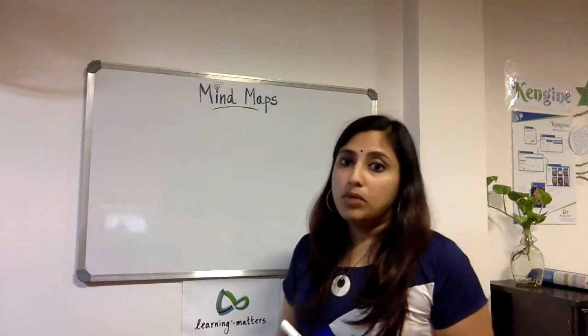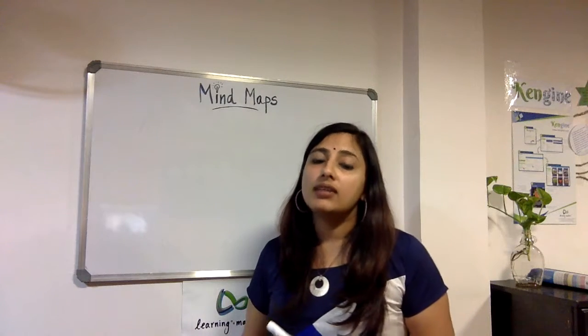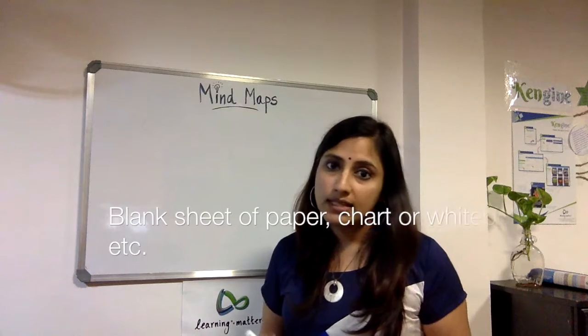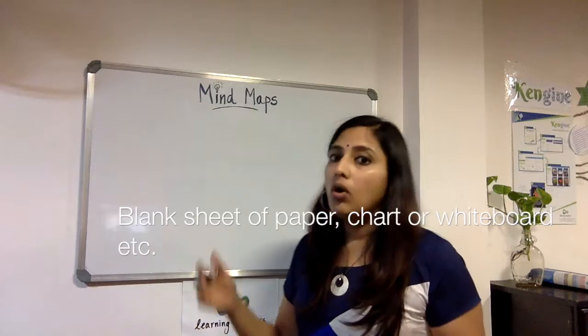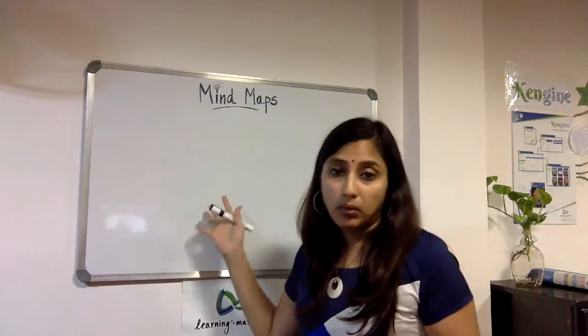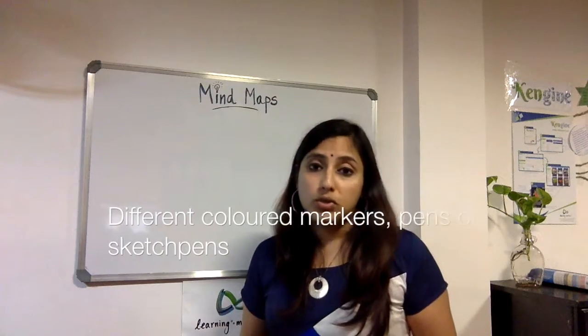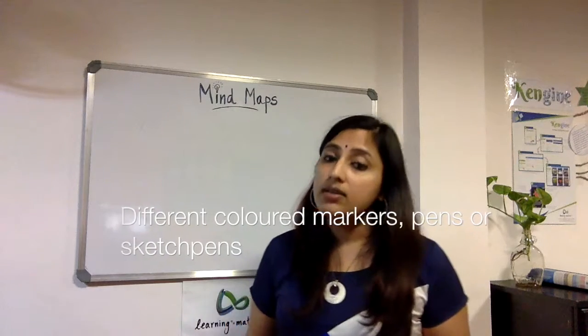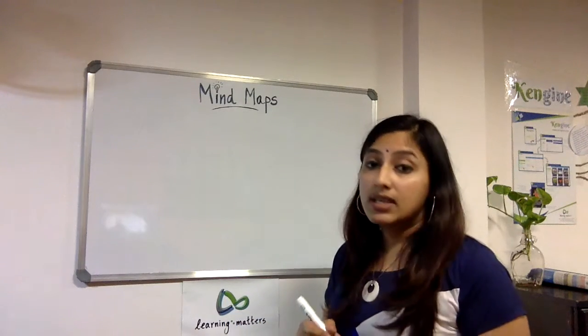To start creating your mind map, you need a blank sheet of paper, preferably A4 size, or a blank chart paper, or in my case, I have a blank whiteboard. Make sure you or your students have plenty of different colors of markers or sketch pens to write with. So here's how we begin.